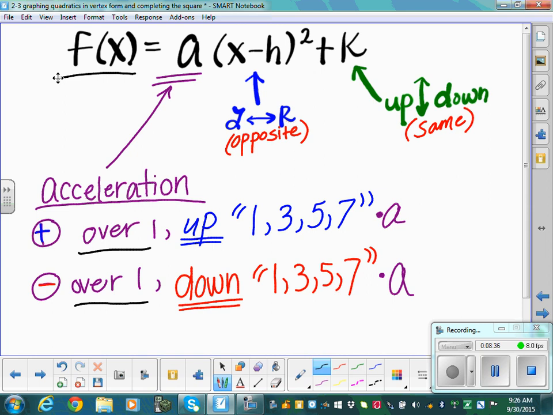We're always going to be going over 1 both ways to form our U's. So that's just how that's going to work. Whether we go up or down depends on if it's positive or negative. And then it always works in a 1, 3, 5, 7 pattern. Okay. Am I okay to go? Anybody need another second on this slide? Okay, here we go.